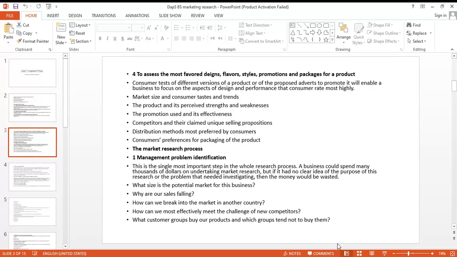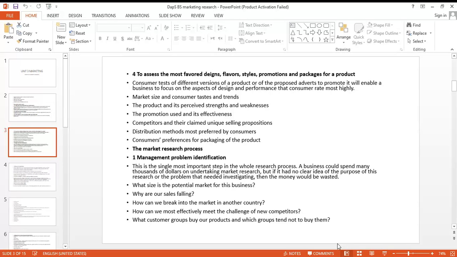Now, why does a lot of market research go wrong? Or why does any research go wrong? The research goes wrong when you haven't identified the problem properly, and you start doing your research. Please remember, the single most important step in the research process is to identify the management problem that this research is designed to address. You have to move in the right direction.